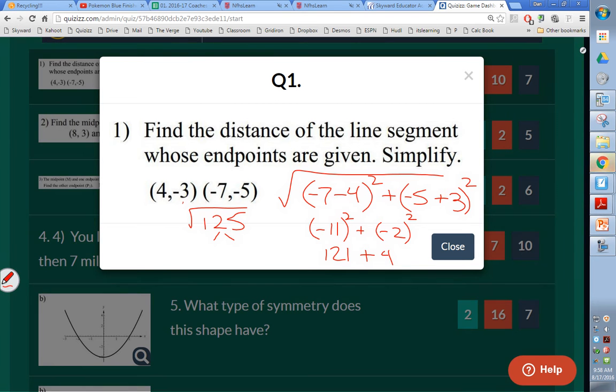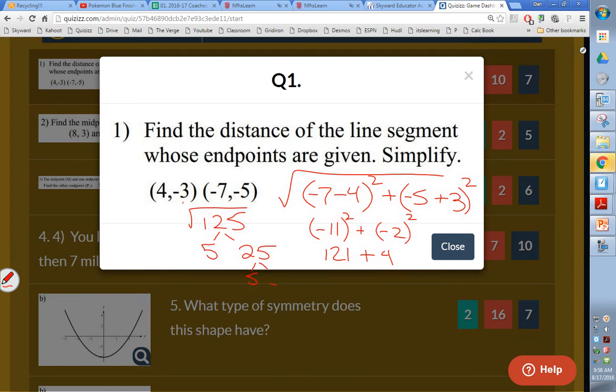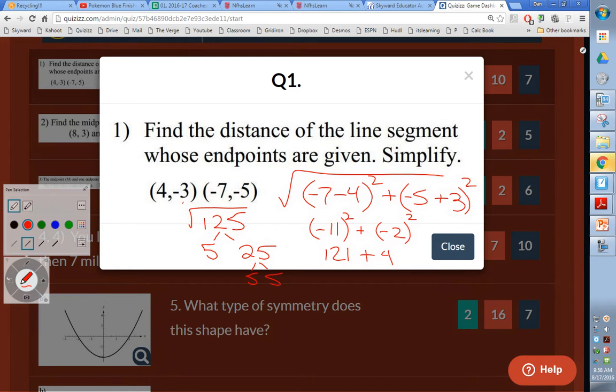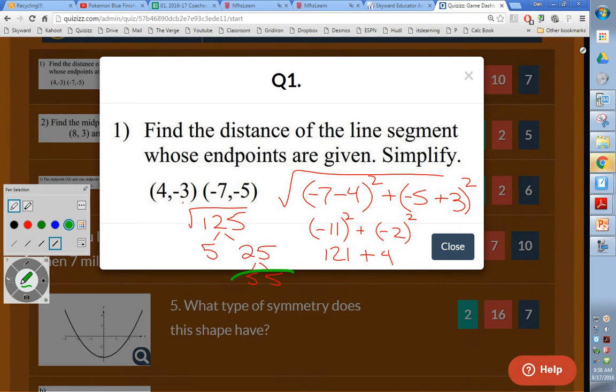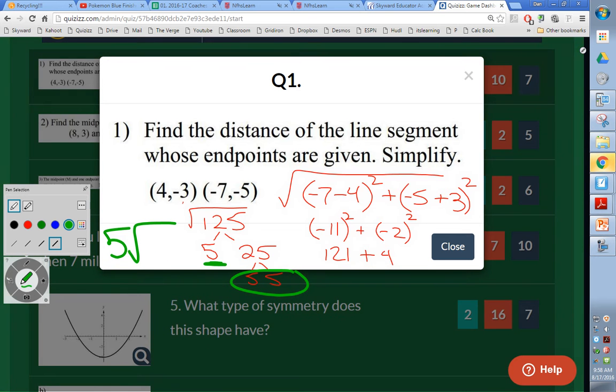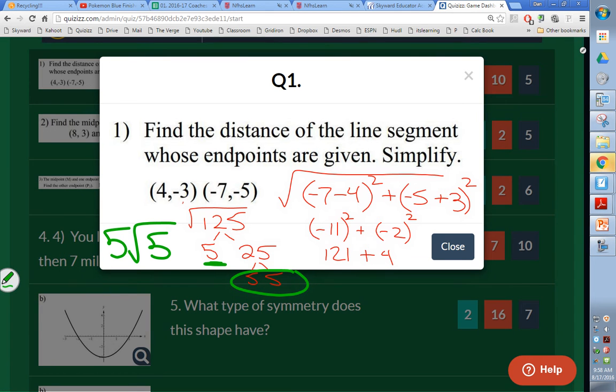What two numbers multiply to get 125? 5 and 25, and 25 would break into 5 and 5. Since I have a pair of 5s down here, I would write the 5 on the outside, and I would have a radical, whatever is left over. My answer should have been 5 radical 5 for that first one. Questions there?